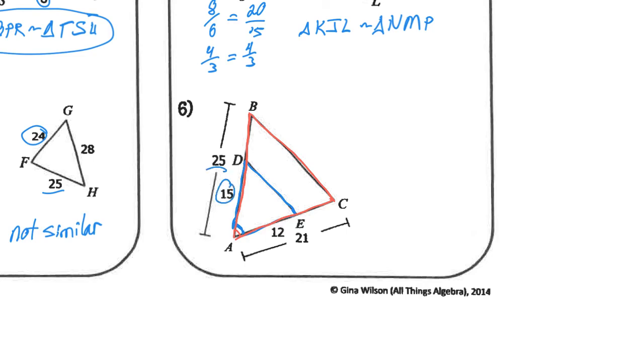So I've got 15 to 25. Let's see if that's equal to 12 to 21. So 15 over 25, divide both by 5. So it's going to come down to 3 to 5. 12 and 21, both divide by 3. So I'm going to have 4 to 7. Obviously different, so they're not equal. So that tells us they are not similar.